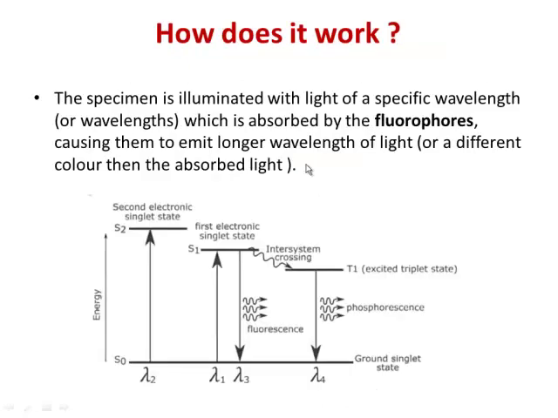So the basic point is that the specimen is illuminated with light of the specific wavelength that is absorbed by the fluorophores, and this makes the fluorophores emit the longer wavelength of light, or a different color, as compared to the absorbed light.